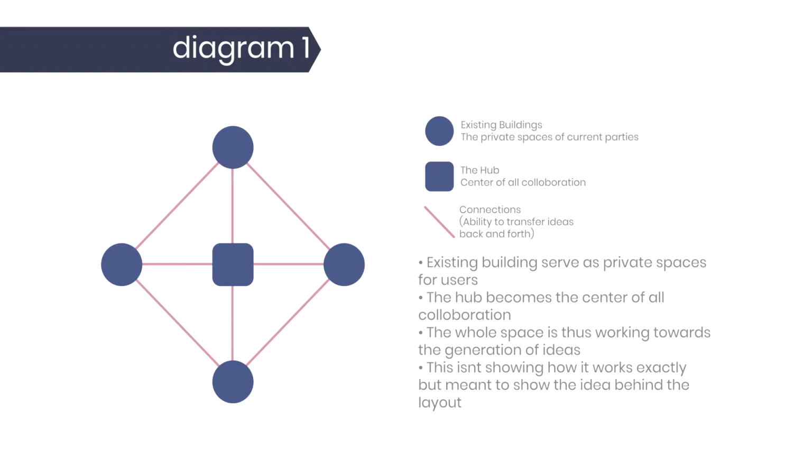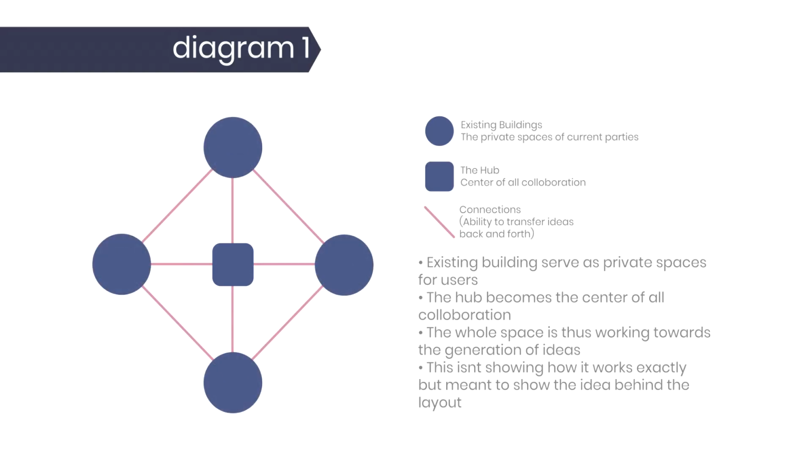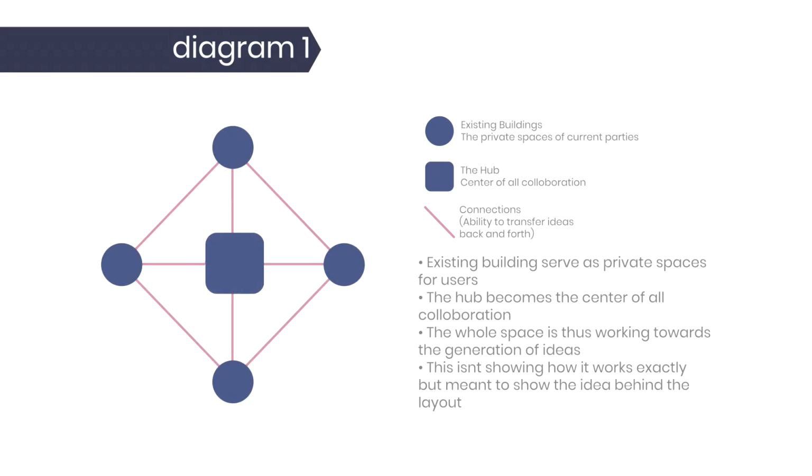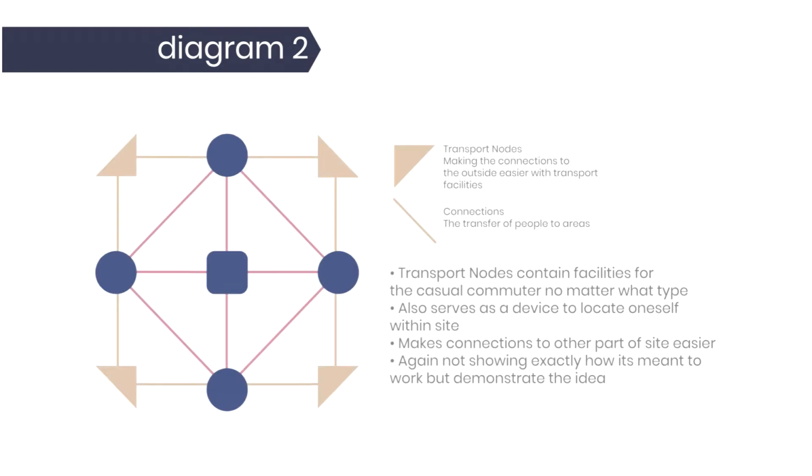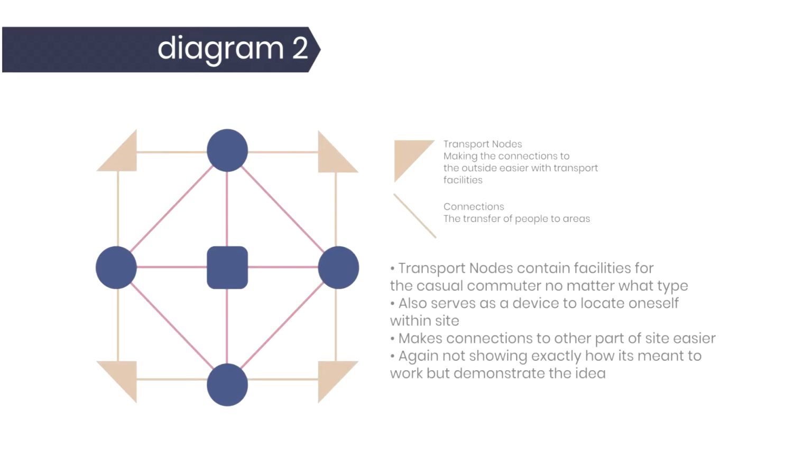The first diagram explains the use of existing buildings within the precinct. The existing buildings serve as private spaces for people to use, and then the hub becomes the main area dedicated to collaboration with other parties. As shown here, the combination of all aspects creates a web-like structure, showing how every party plays a part in the precinct. The second diagram shows how transport is intended to work within that idea.